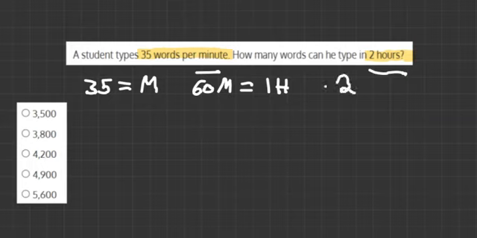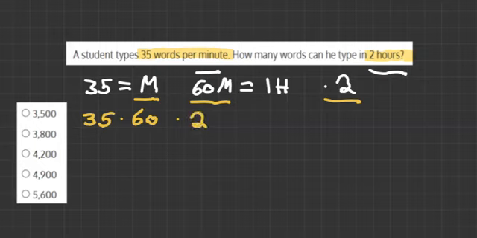So now we have 3 bits of information and we're going to connect it all into one formula. So we've got 35 and we're going to multiply it by 60 because we know 35 equals 1M and we need to get to 60M. So we simply multiply it by 60 and this is 1 hour. And now we need to multiply it by 2 to get to 2 hours. So we've got 35 multiplied by 60 multiplied by 2.